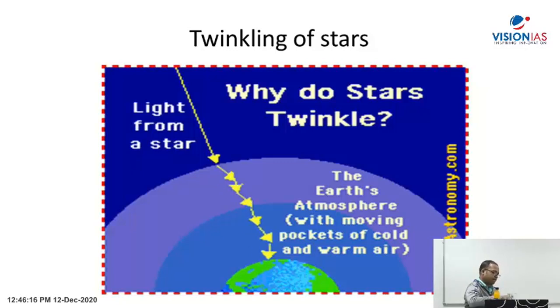Because of which we are unable to locate the exact position of the star. Hence we find stars to be twinkling.